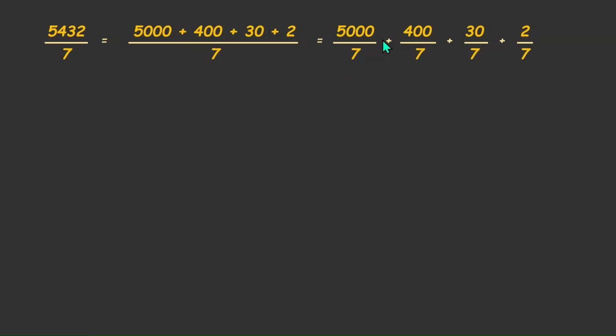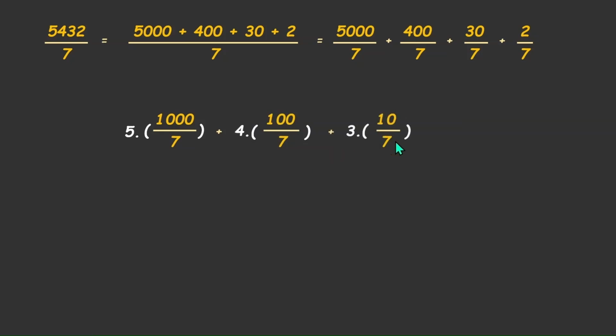Now if you look closely in this term, you will see that we can write it as 5 into 1000 divided by 7, plus 4 into 100 by 7, plus 3 into 10 by 7, and plus 2 into 1 by 7. Right? So now understand this thing. The first terms here, 5432, that is the same number as 5432 here. So it doesn't matter what 4-digit number I would have taken. These terms would have been the same.